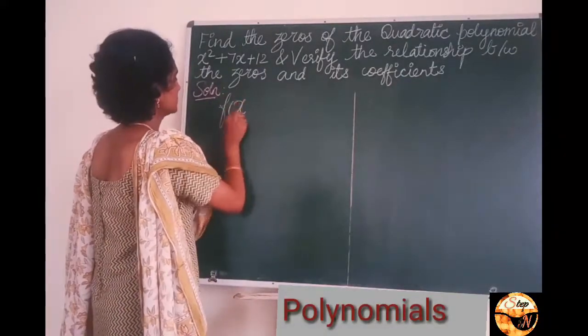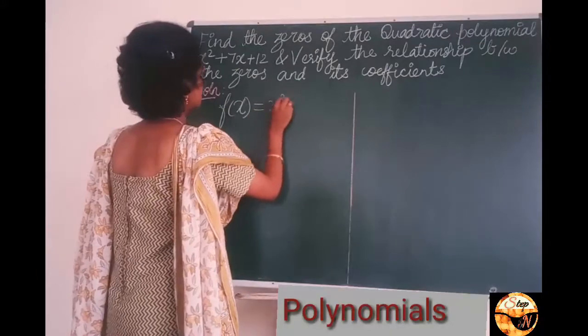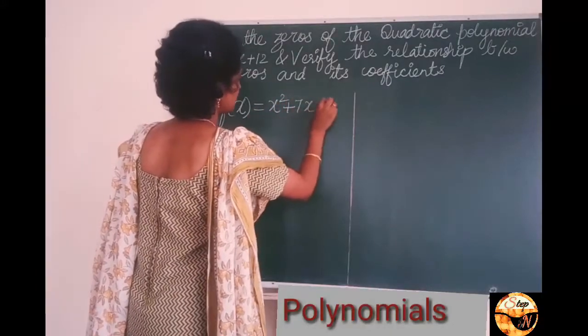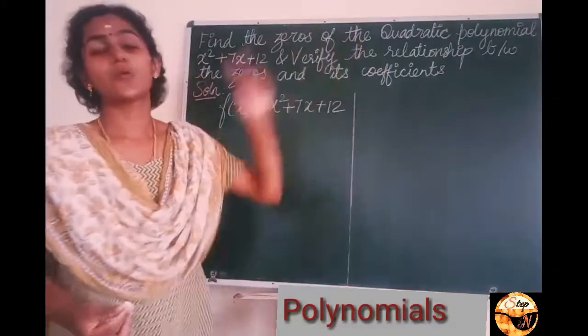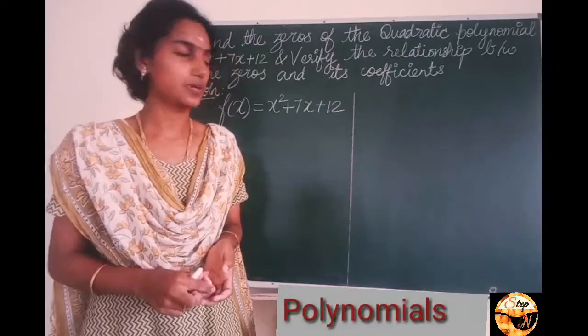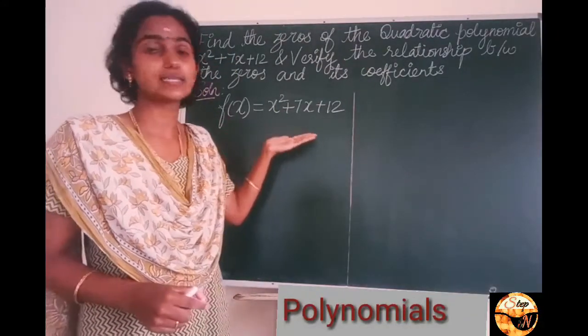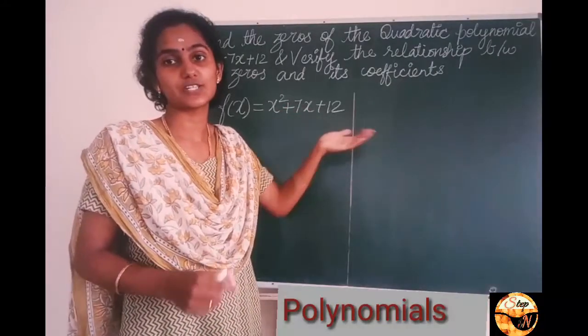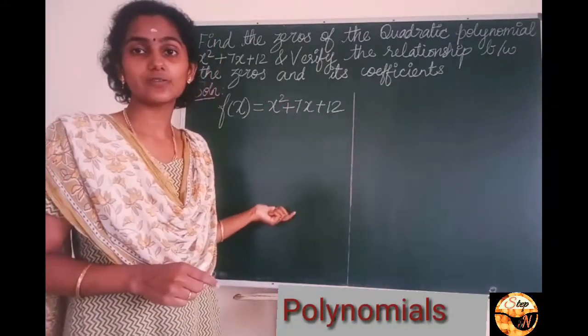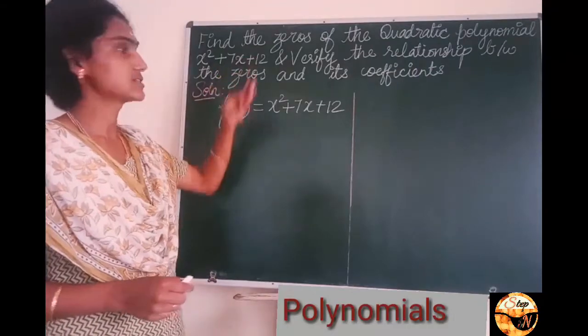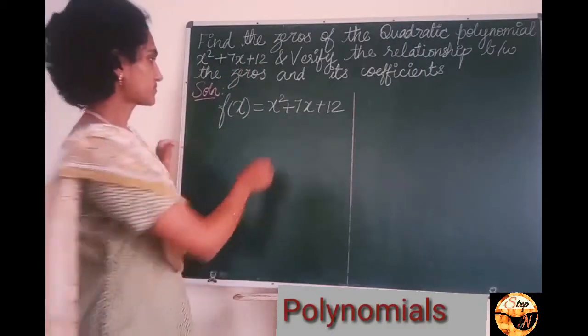Here it is given x square plus 7x plus 12 is the quadratic polynomial. That is, we can write it as f of x is equal to x square plus 7x plus 12. So while solving this, we can find the zeros of a polynomial.